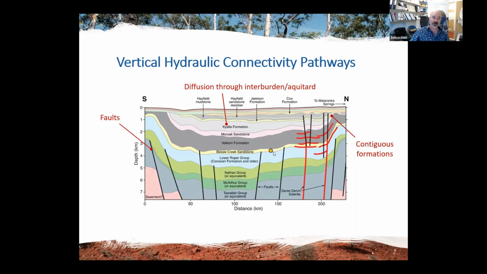But let's say for now that we're traveling happily in the Bessie Creek sandstone. At some point we could encounter a fault. So we could go up or down in the system, link to another aquifer, travel for a while in that aquifer, diffuse through an aquitard, and join where they connect to another aquifer, and so on. So this process of taking things produced deep down to the surface is not straightforward. It can be quite complicated.